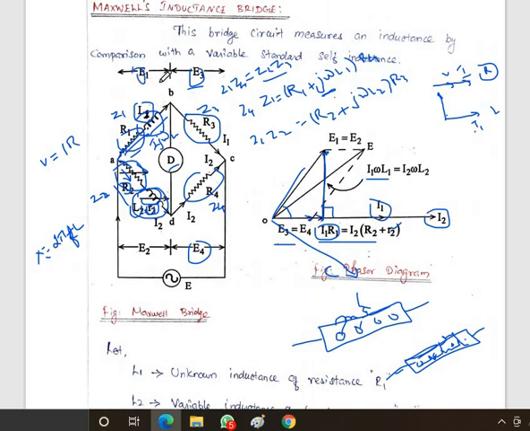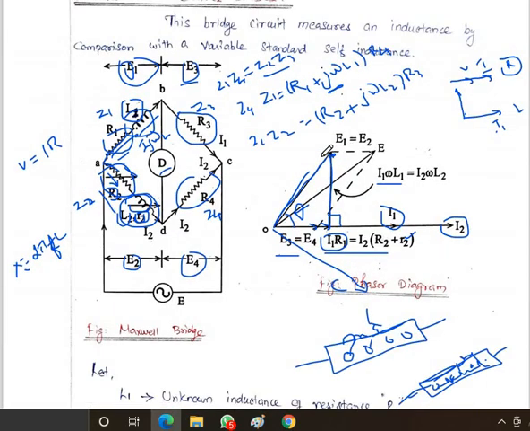But E1 and E2 should be lagging by some angle theta, since these two arms are connected with inductive load, so the voltage lags the current by some angle. We draw the lines A1 and A2 and find the resultant voltage, which is nothing but the total voltage E. Adding E1 and E2 with E3 and E4 gives the total voltage.